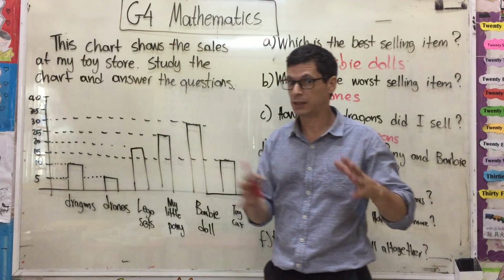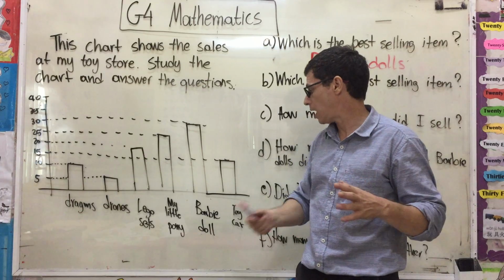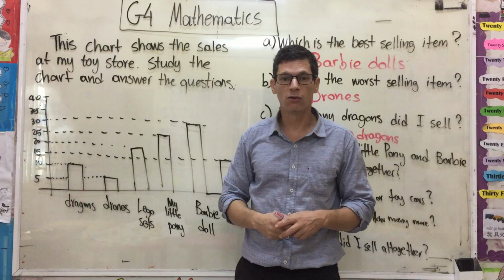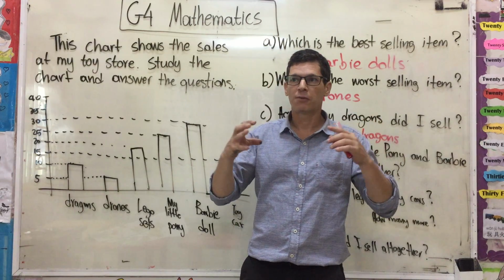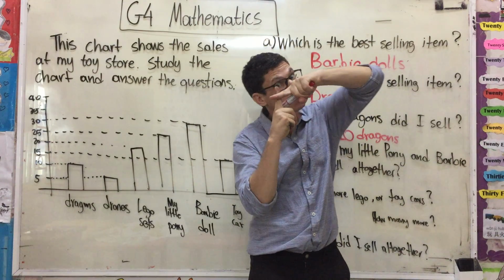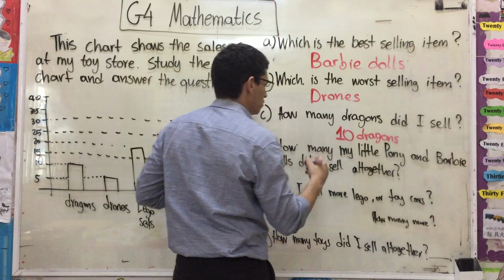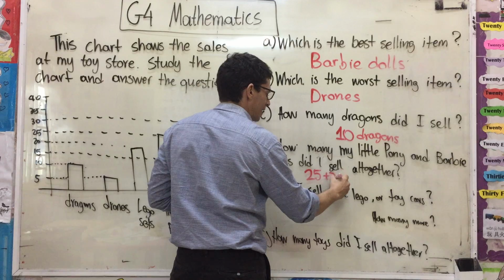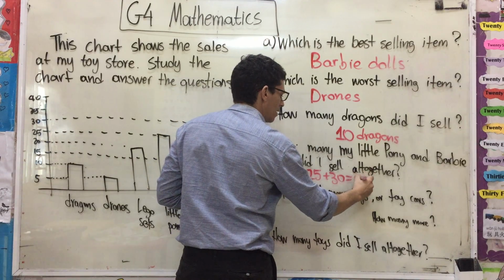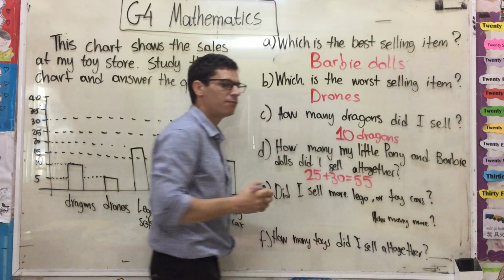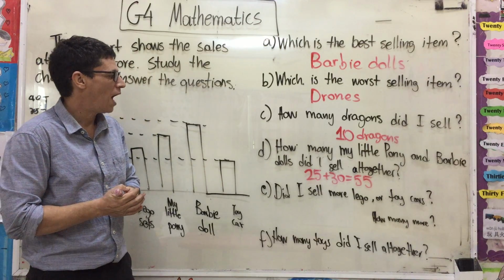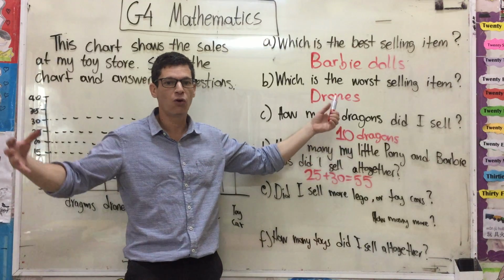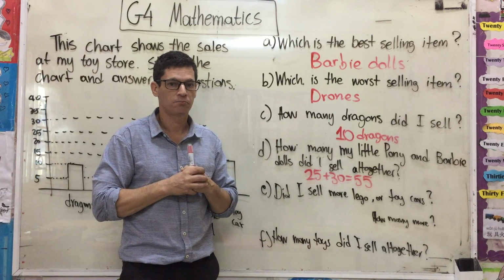25. So I have 25 on one side. And on the other side, I have 30 Barbie dolls. If I put them together, this is addition. So I should just do 25 plus 30 equals 55. So I sold 55 items of My Little Pony and Barbie dolls together.